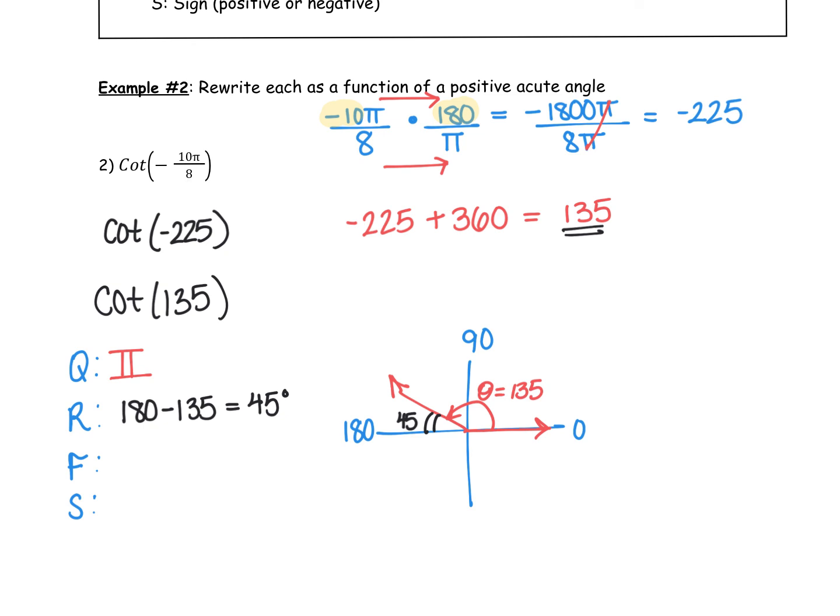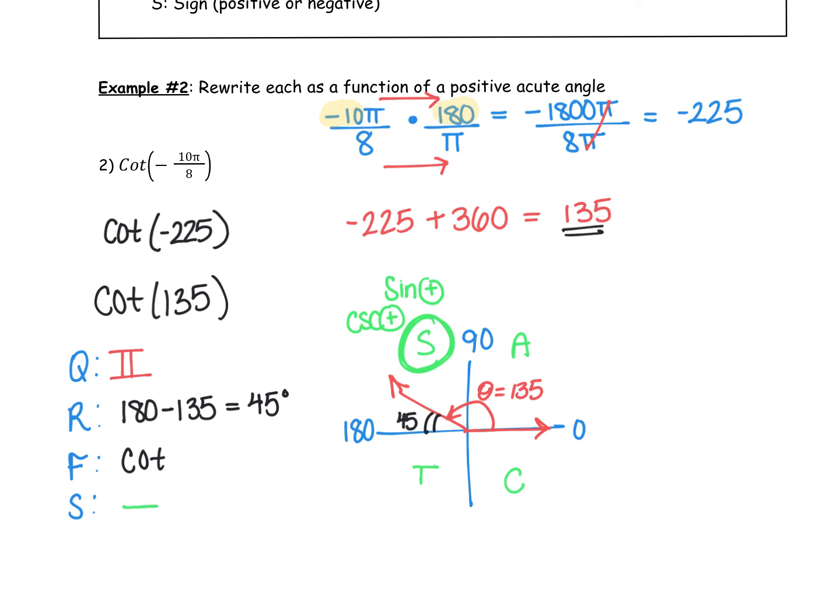Now the function. Well, the function that I'm dealing with originally was cotangent, so we're going to keep that going. That's my function. That's what F stands for. And then S stands for sign, meaning positive or negative. So we have All Students Take Calc. So we're in quadrant 2. The only thing that's positive in quadrant 2 is sine, and its reciprocal, cosecant. So since we're dealing with cotangent, that must mean that we are negative.